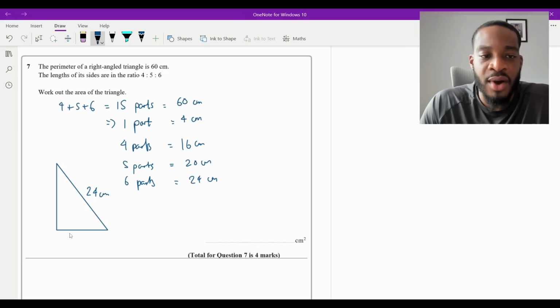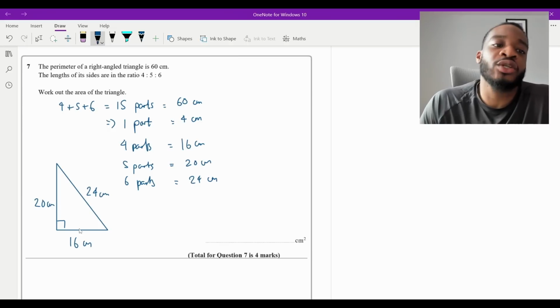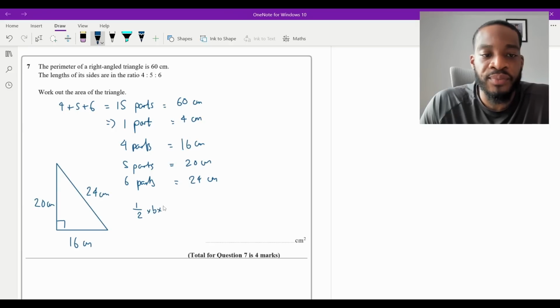And then to be honest, it doesn't really matter. I'll say this side is going to be 16 centimeters. And I'll say that side is going to be 20 centimeters. So now we've constructed our right angled triangle. We've got the dimensions. We can now work out the area. Remember, the area is half times base times the height, which in this case is going to be half times 16 times 20.